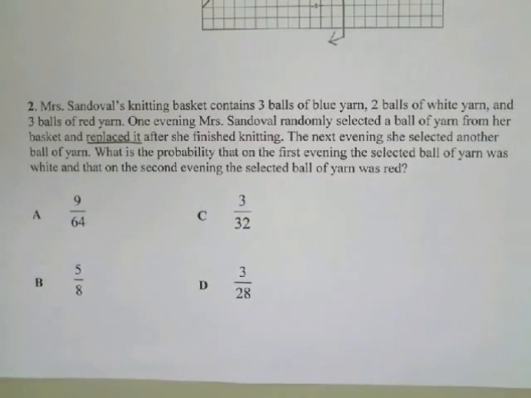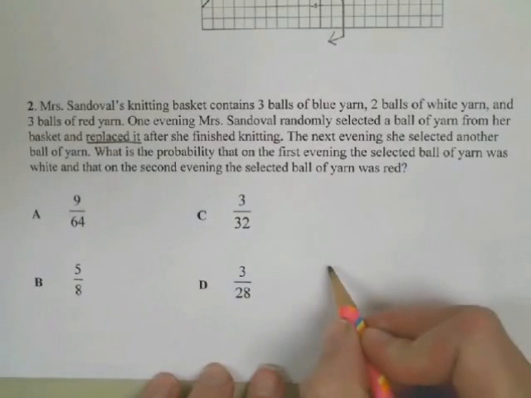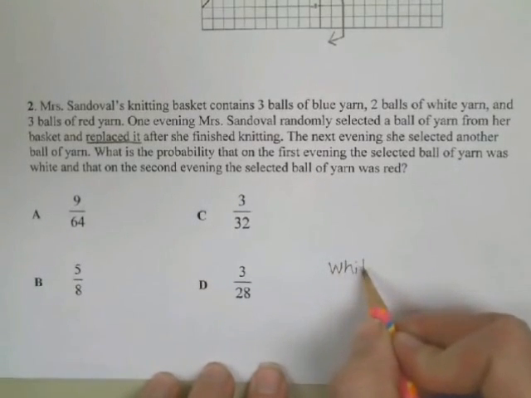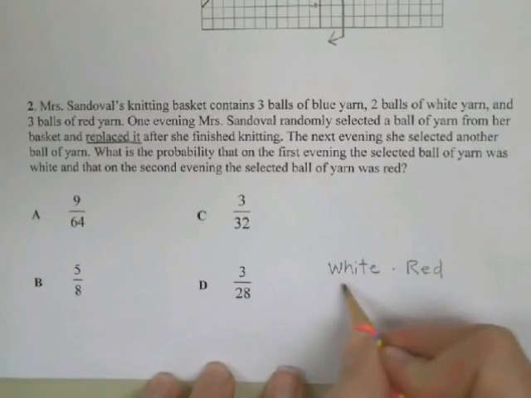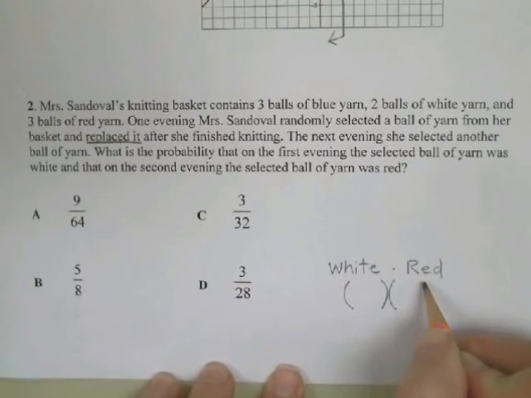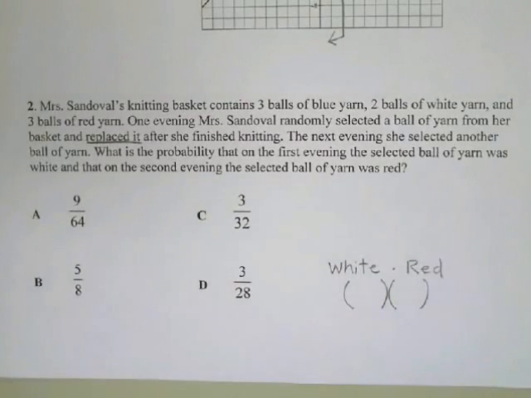What is the probability that on the first evening she selected a white and on that second evening the ball of yarn was red? So we want the probability of picking a white ball of yarn on the first day and a red ball of yarn on the second day. So we want the probability of white times the probability of picking up red, and we're going to multiply those two probabilities together. And probabilities typically show up in fraction form, and you can tell by the answer choices that we most likely are going to be working this problem out using fractions.